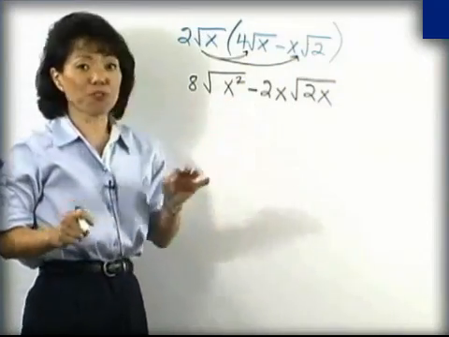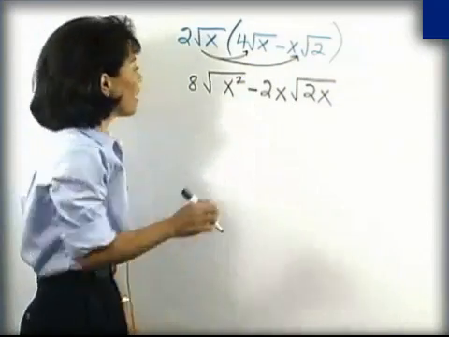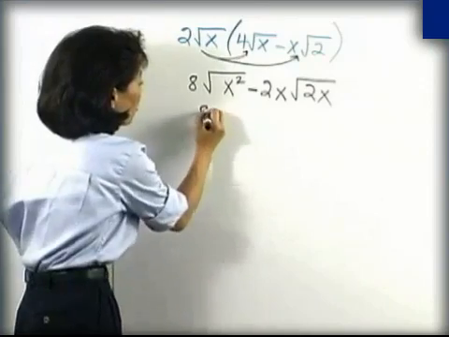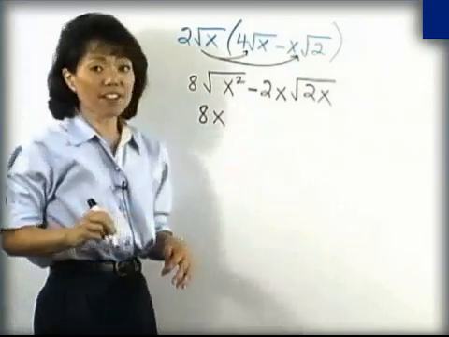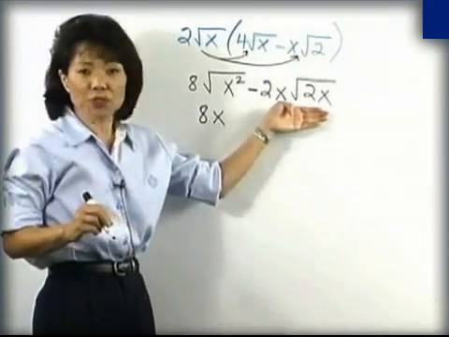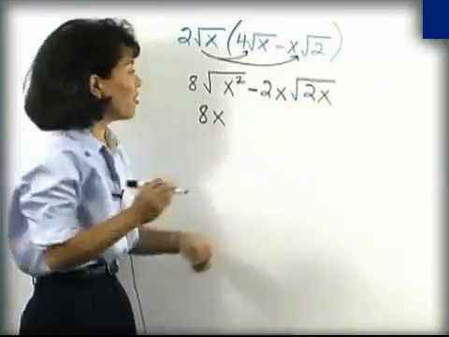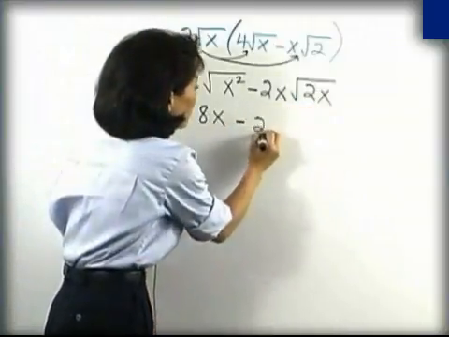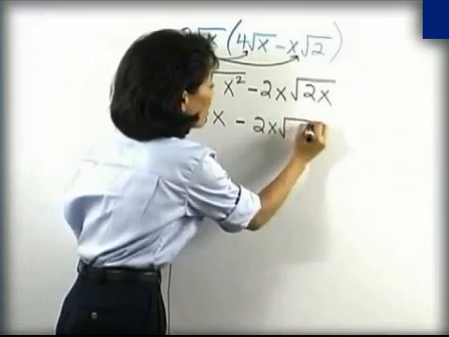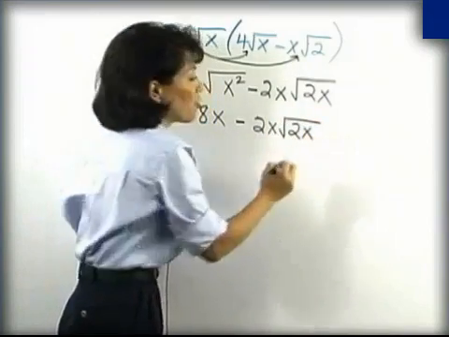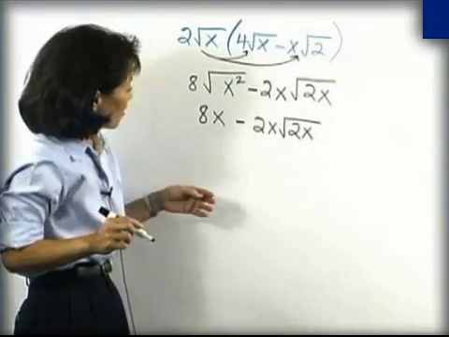I see I have a perfect square as a radicand. So this can simplify simply to x. There's nothing I can do here to simplify. It's in simplified form, so I'm going to leave this as 2x times the square root of 2x.